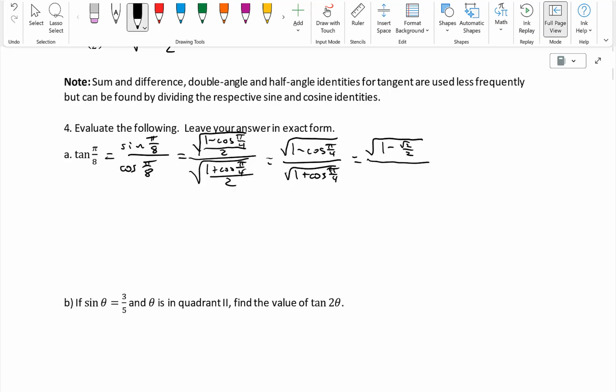Right? It's in quadrant 1. All the pi over 4's give us a root 2 over 2. It's going to be positive, though, again, because of that quadrant 1. Same thing with our signs for both of the half angle identities, right?